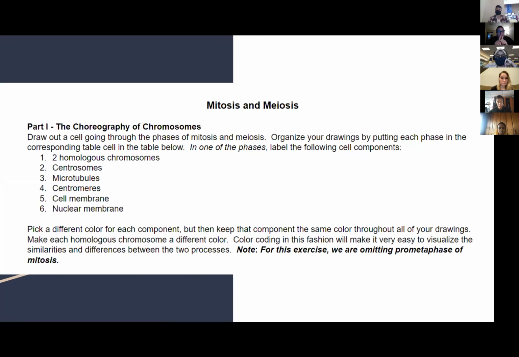And in one of these phases, only one of them, this was a big confusion in the other two classes I taught, you need to label those 6 things: the homologous chromosomes, centrosomes, microtubules, centromeres, cell membranes, and nuclear membranes. It does say pick a different color. If you only have one color, totally support it. That's fine. The drawings that I'm going to send you that we will look at today will be color coordinated, so you'll be able to see what they're trying to track right there.